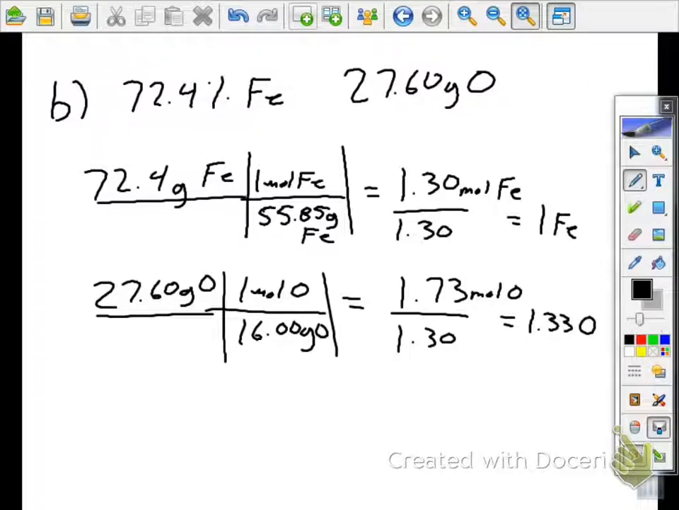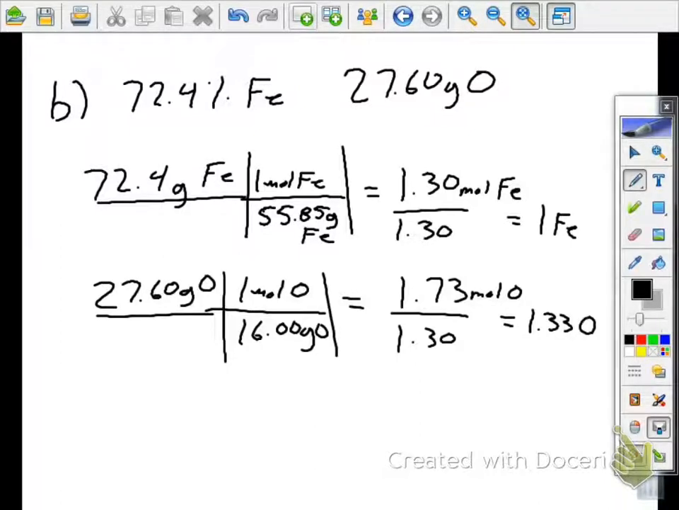Okay, with the next one, on 3B, empirical formula, same as the one before this. Change percents to grams, change grams to moles. I end up with 2 numbers, 1.3 moles of iron and 1.73 moles of oxygen. I want to get these in whole numbers. So again, I'll take the smallest number, 1.30, divide it into itself as well as the other one. On this one, I get 1 iron and 1 1/3, or 1.33 moles of oxygen.